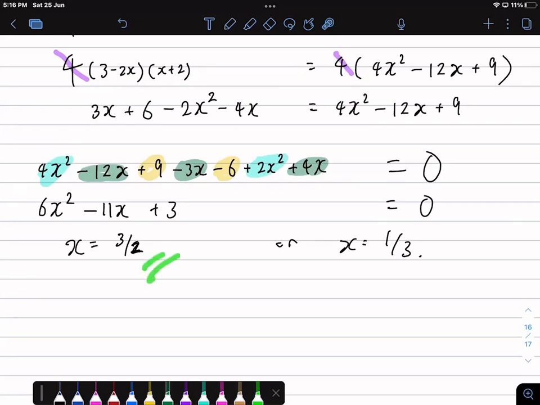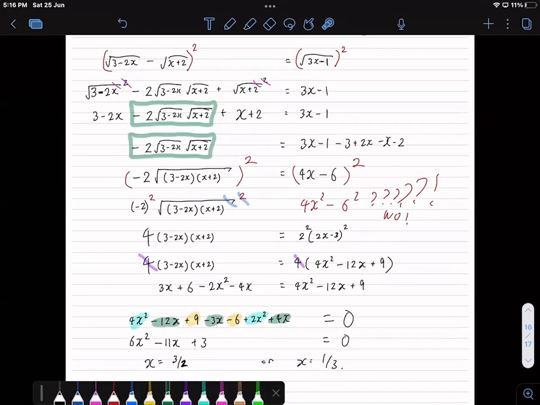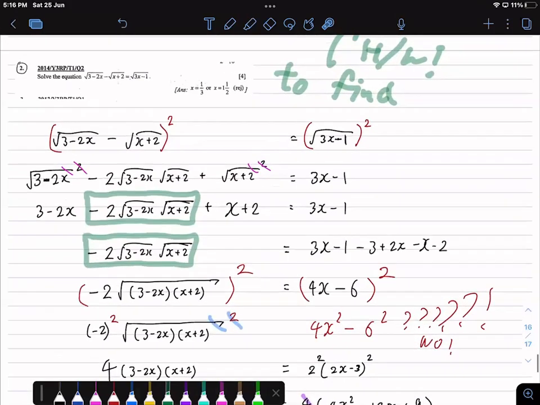Yes, of course. Got x already. Why would we have to continue? Is there anything else we still need to check? Here, unfortunately, it is a square root equation. Yes, you do. You need to check something.